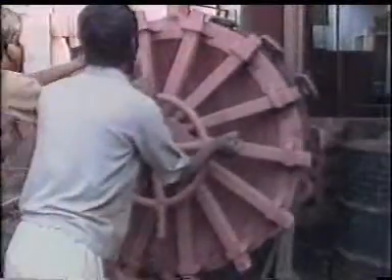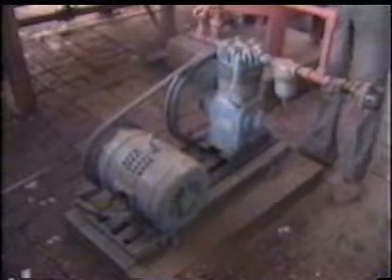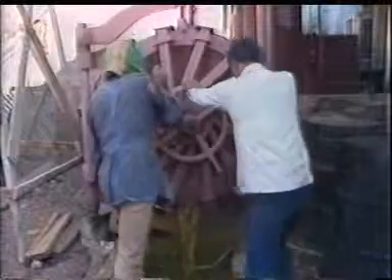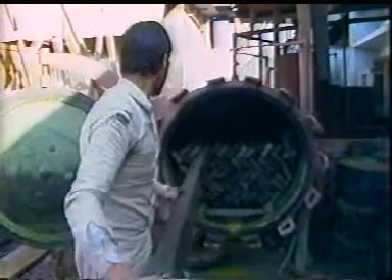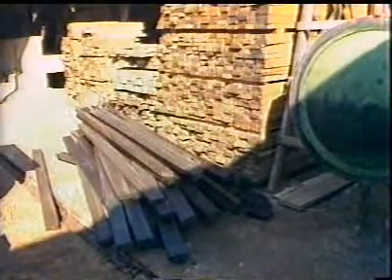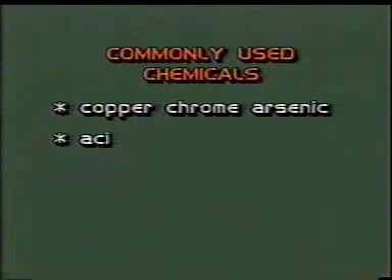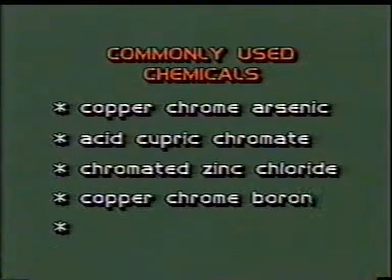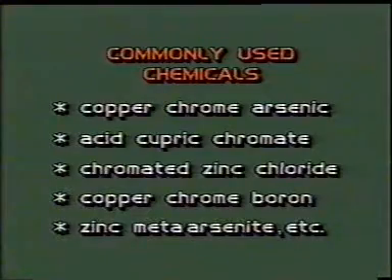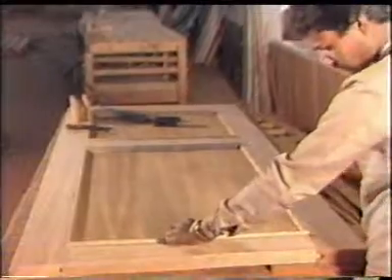To safeguard timber from termites, preservative treatment is done after seasoning. During preservative treatment, the timber planks are impregnated with suitable chemicals. The most commonly used chemicals are copper chrome arsenic, acid cupric chromate, chromated zinc chloride, copper chrome boron, and zinc beta arsenide, etc. Only seasoned and treated timber is used for fabrication.